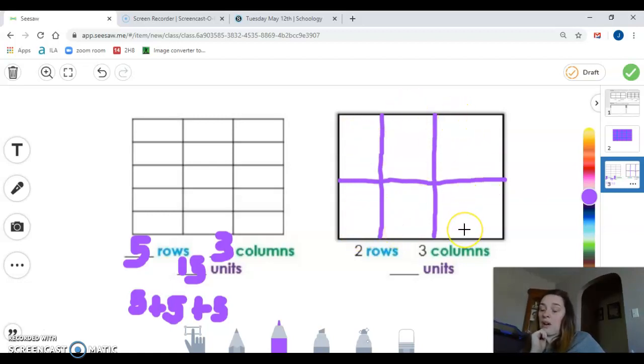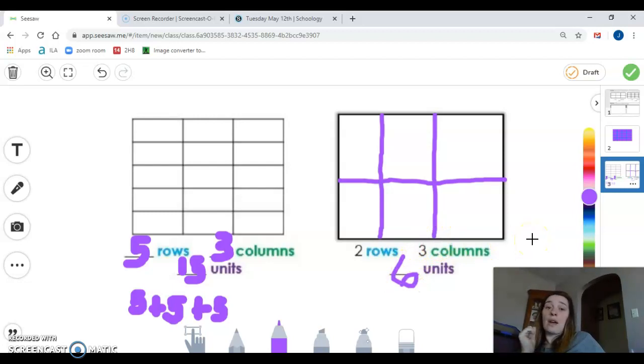1, 2, 3 columns. So how many units is that all together? I could go 2 plus 2 plus 2, or I could go 3 plus 3. So there are 6 units all together. Make sure, like me, you go back and double check and count it again, because otherwise we wouldn't have had that correct.